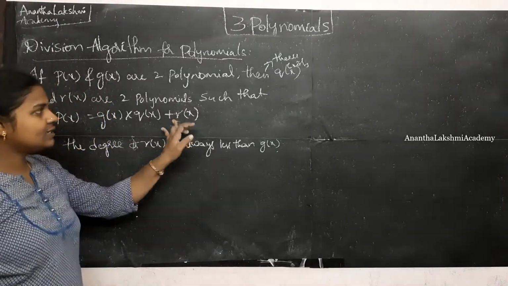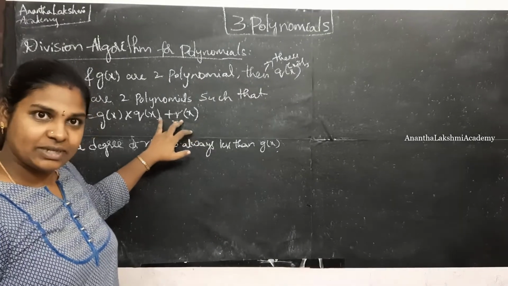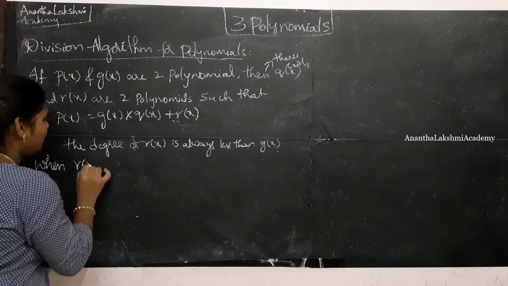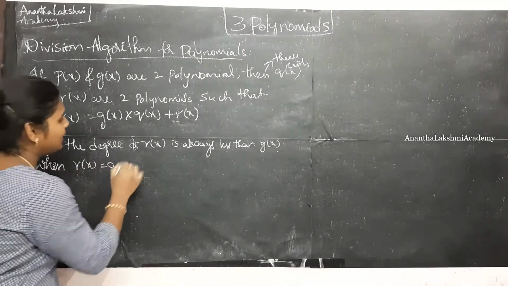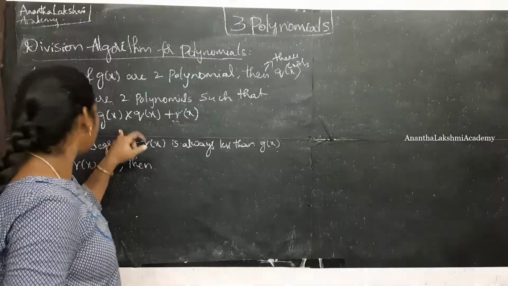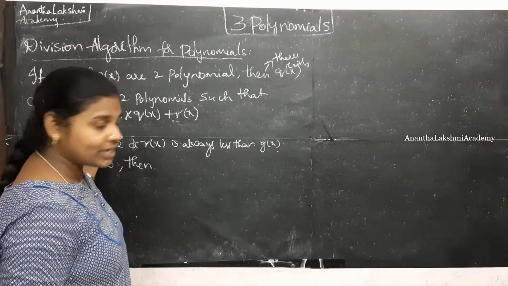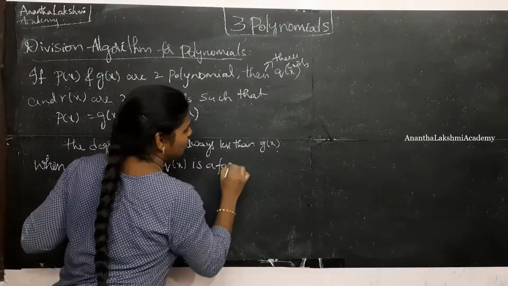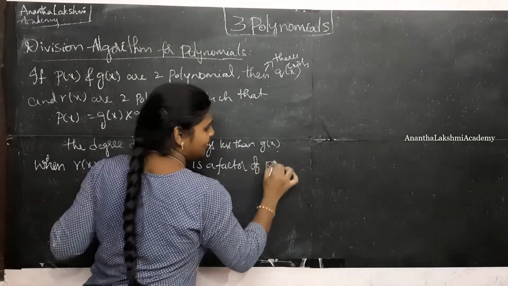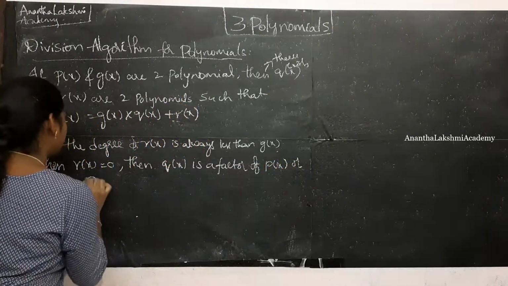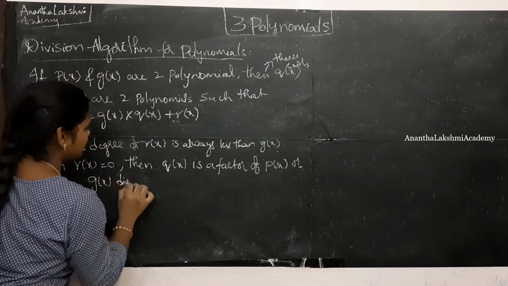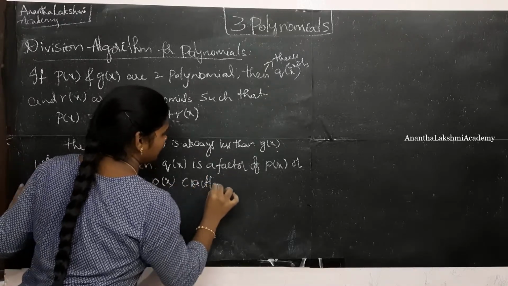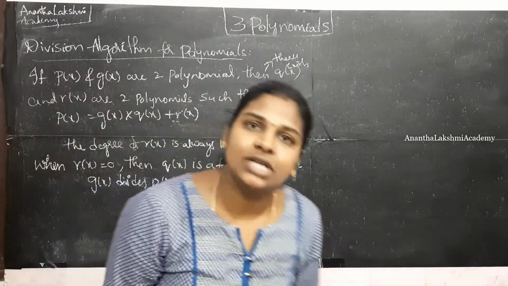And what happens? Is there any chance that r of x is 0, that the remainder is 0? Yes. When r of x is equal to 0, then what happens? We say that g of x exactly divides p of x, or q of x, the quotient, is a factor of p of x. So this is about the division algorithm of polynomials.